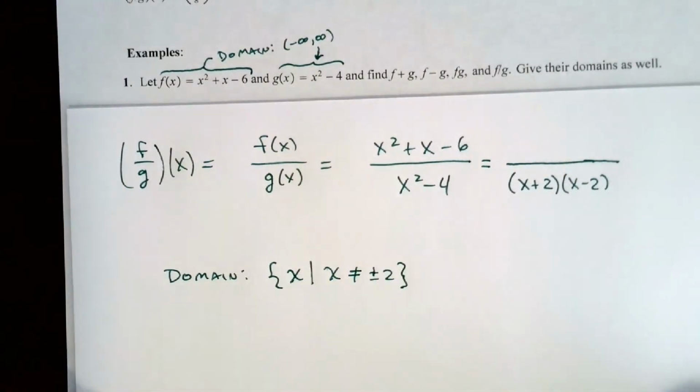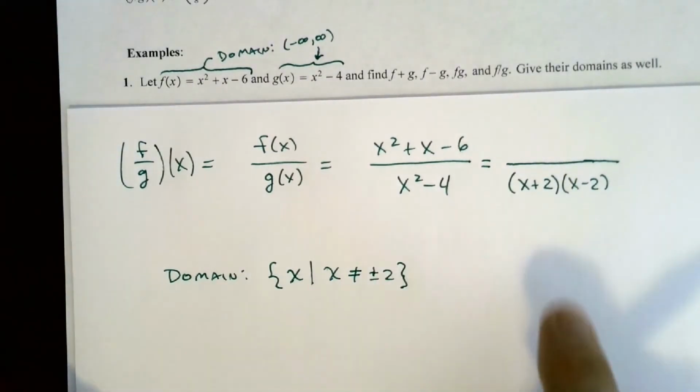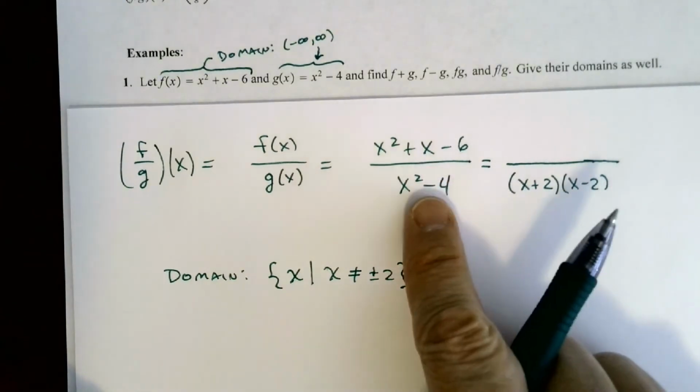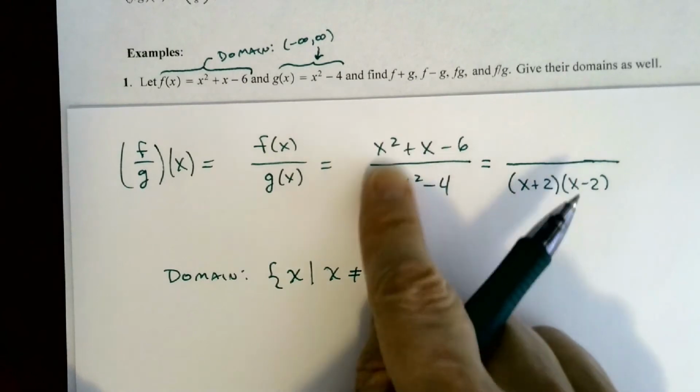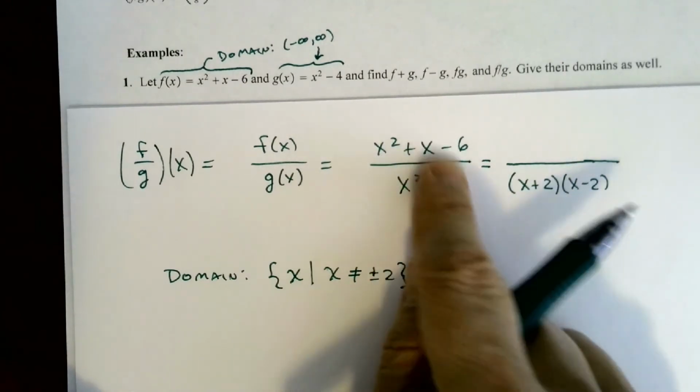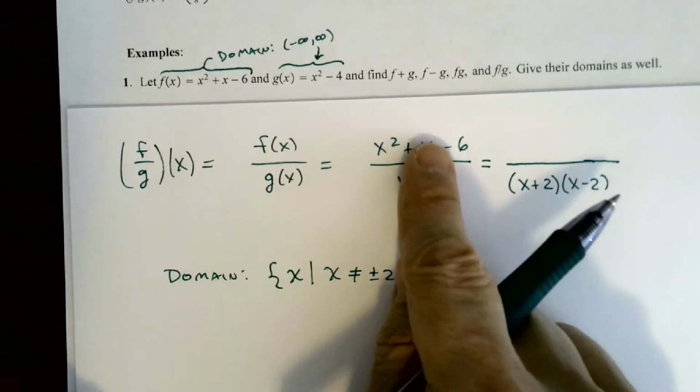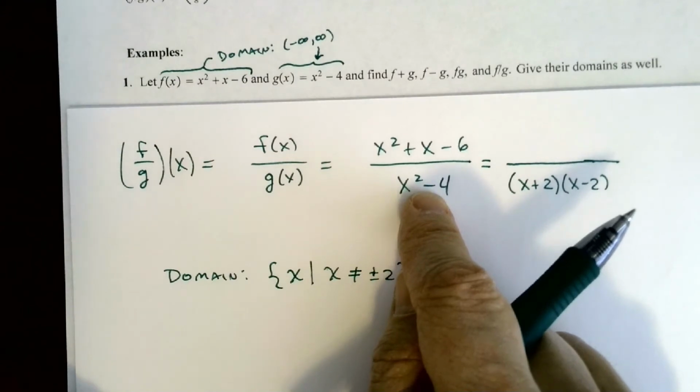So we would have to exclude those two values. Now, I factored the bottom. This is the answer, right? But could we simplify this? So how do we simplify a rational expression? Well, if there are any common factors, we can simplify a little bit.